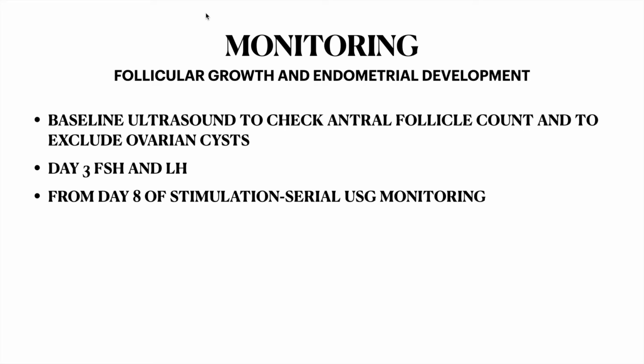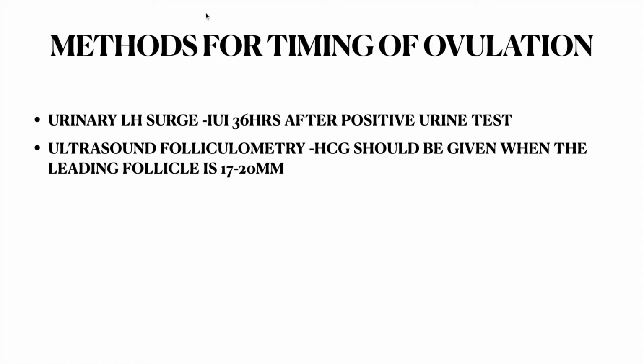Coming to the monitoring of follicular growth and endometrial development. A baseline ultrasound is usually done for the female partner on day 2 of her cycle to check the antral follicle count and to exclude any ovarian cyst. In case of an ovarian cyst, we do not stimulate her ovaries in that particular cycle. Day 3 FSH and LH to the female partner. And from day 8 of stimulation, we have to do serial ultrasound monitoring to record the follicular growth and endometrial development.